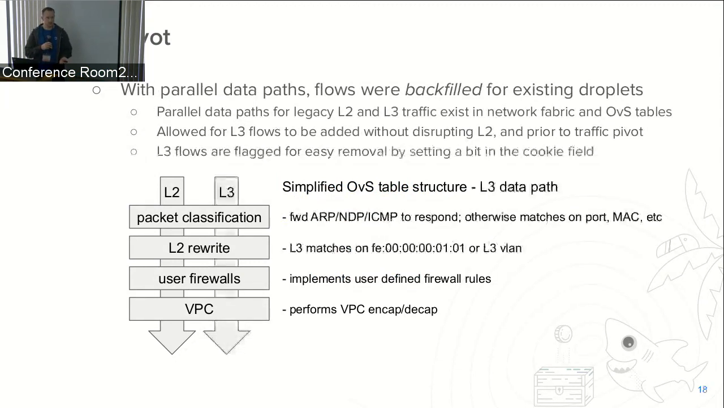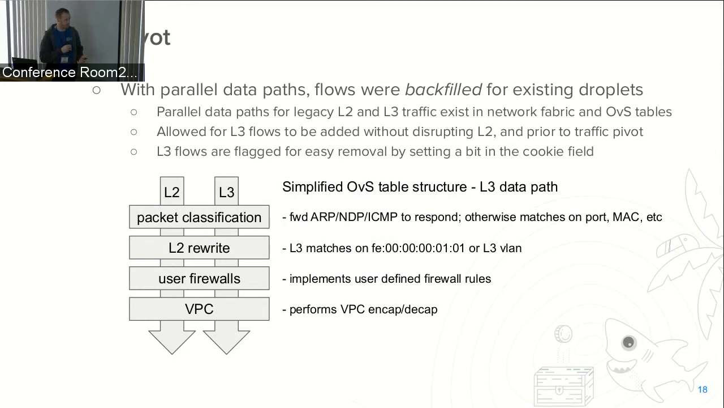We used this existing table structure to implement a parallel L3 data path. This allowed us to add these flows without disrupting L2 prior to the traffic pivot, which I'll talk about in a minute. L3 flows are also flagged so that we can easily remove them if we need to revert back to L2. It was important for us.